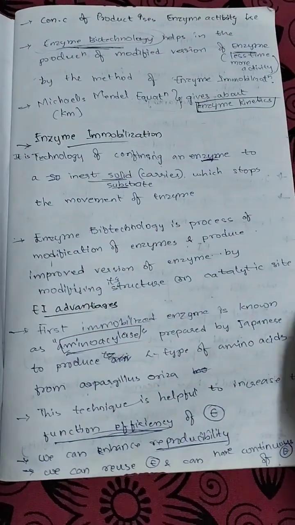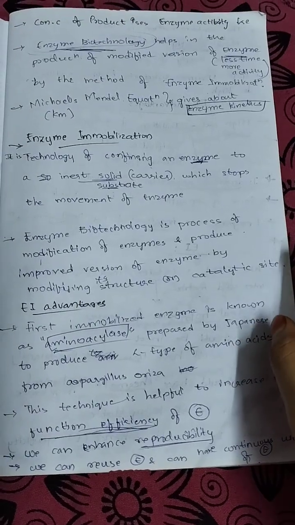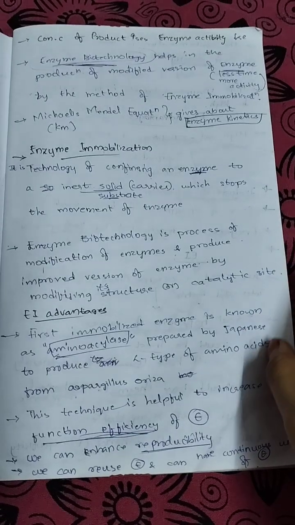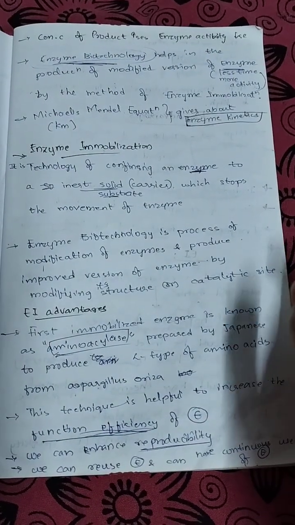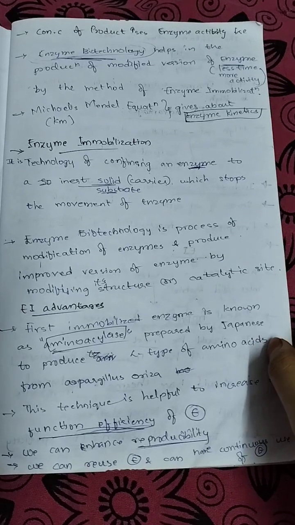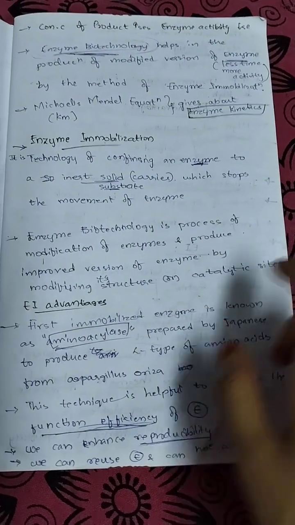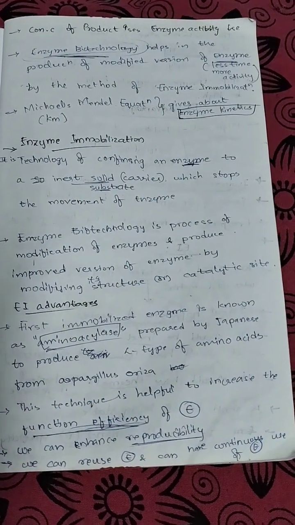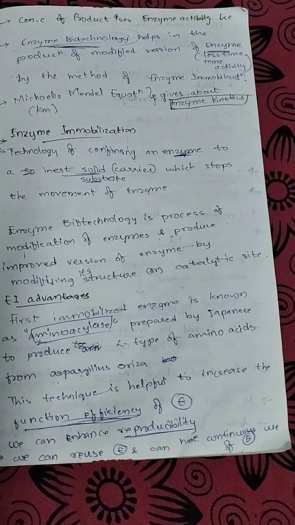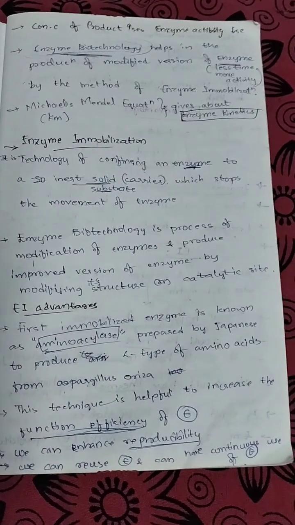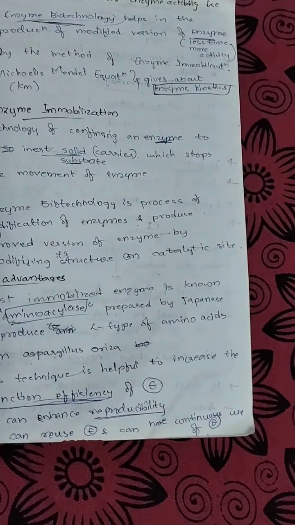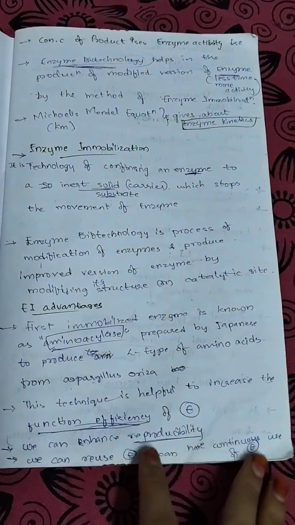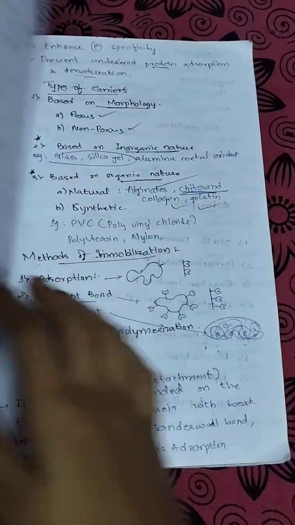So the advantages include, firstly, the first immobilized enzyme is aminoacylase, which is useful for the production of L-type amino acids. Another advantage is that it is helpful for increasing the function and efficiency of the enzyme. It is also helpful in enhancing enzyme activity and reproducibility. We can use the immobilized enzyme for continuous use. We can reuse it.